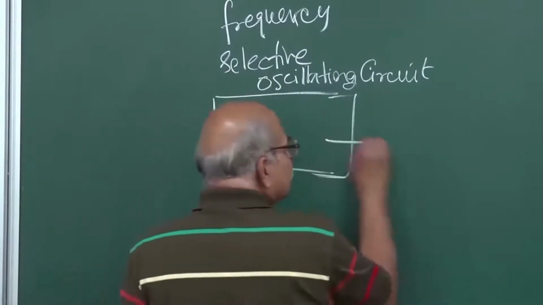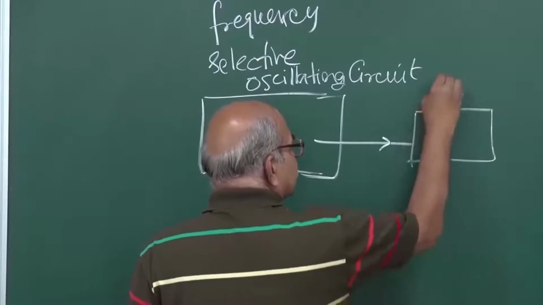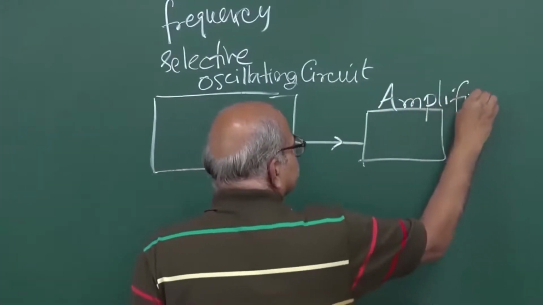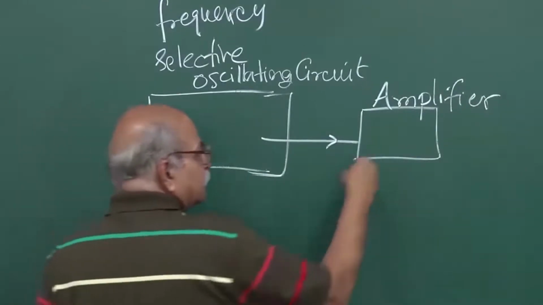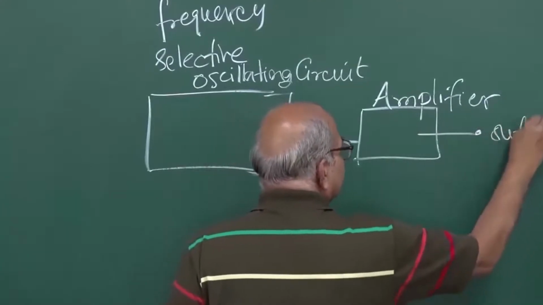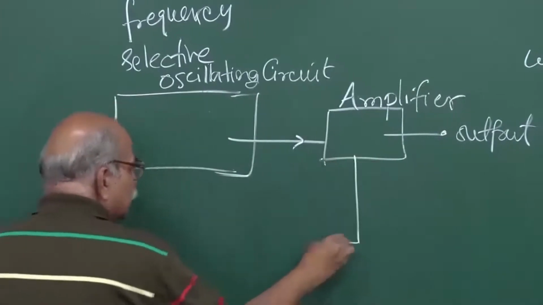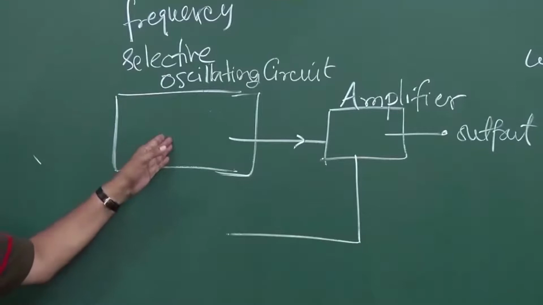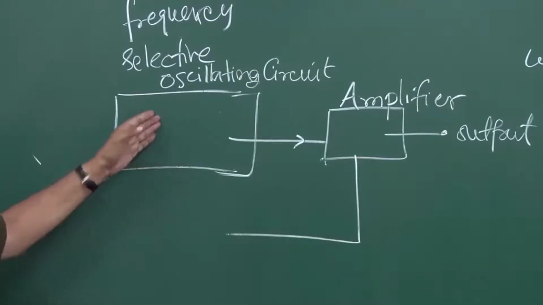And then you need an amplifier. This signal has to be amplified, and this is where the transistor comes into the picture. It needs to be amplified. And then this amplified signal, you can take your output also from here, use it for the external world, and part of it should come back and add to this oscillating circuit, otherwise these oscillations are going to die out.